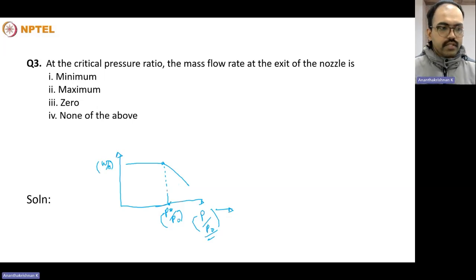Critical pressure ratio is the ratio defined only when the mass flow rate at the exit of the nozzle is maximum.